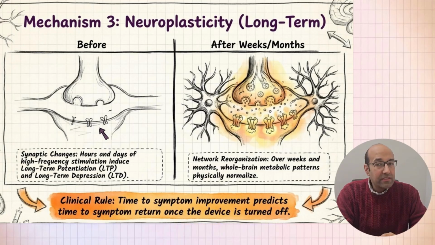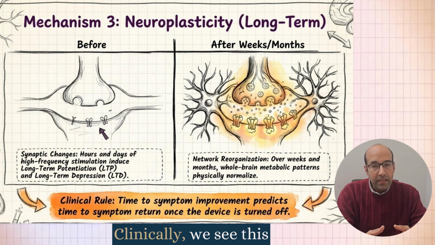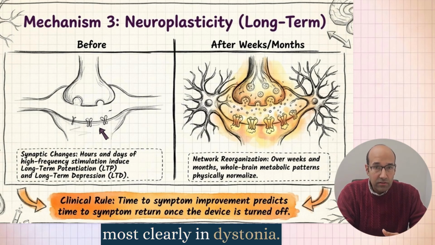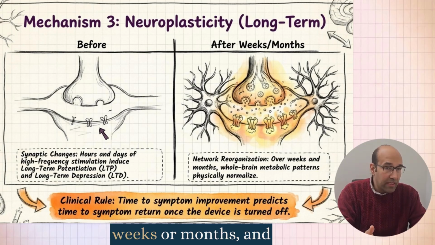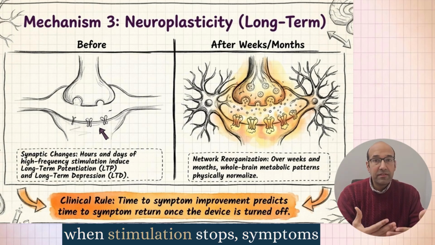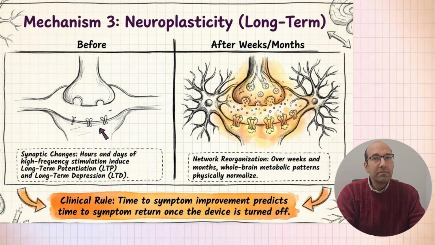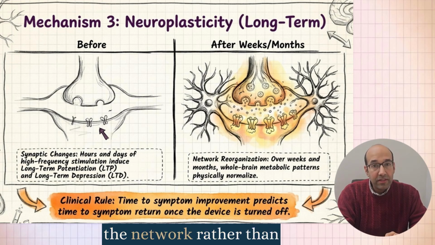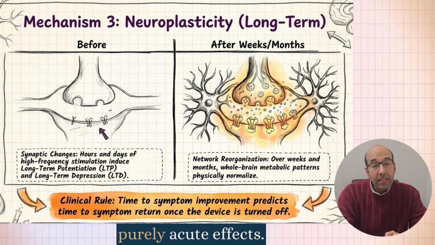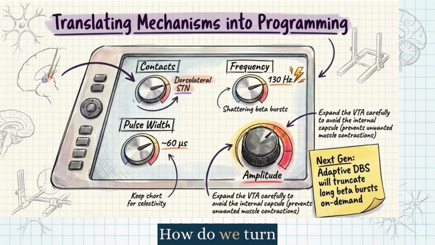experimental and human studies. Clinically, we see this most clearly in dystonia. Improvement builds slowly over weeks or months, and when stimulation stops, symptoms may drift back gradually. That behavior fits with a plastic retraining of the network rather than purely acute effects. How do we turn all of this into practical programming?